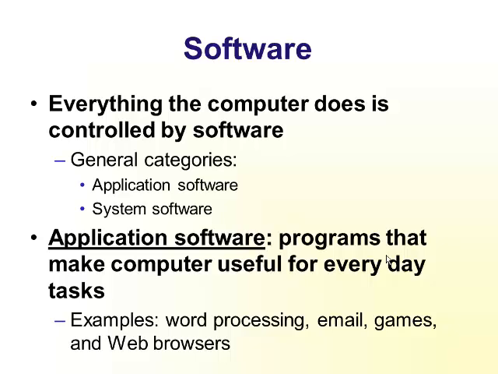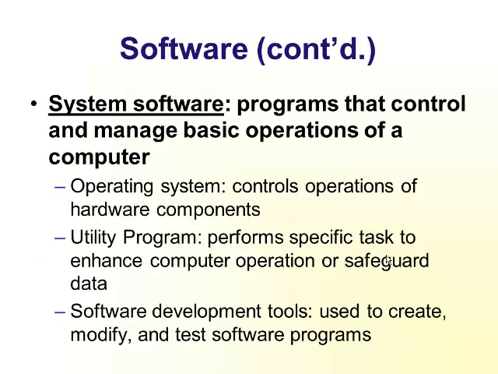Now, all of you have probably used some kind of application software. You've sent an email. You've definitely played games. You've surfed the web using a web browser. You've probably created a document using Microsoft Word. You've probably created a spreadsheet using Microsoft Excel. All those are examples of application software. It is a program that's used to perform a specific task.